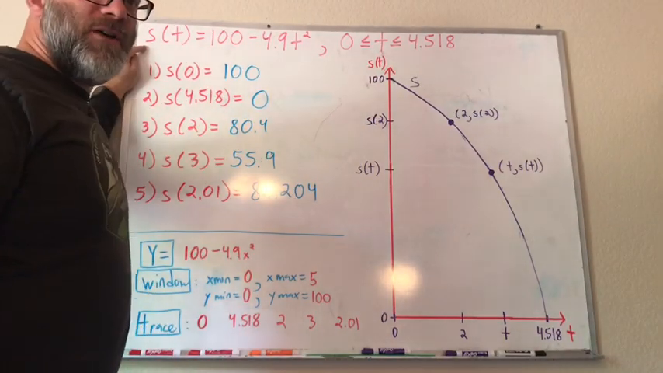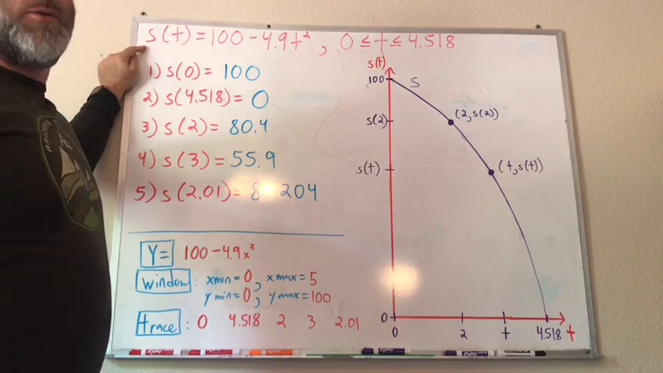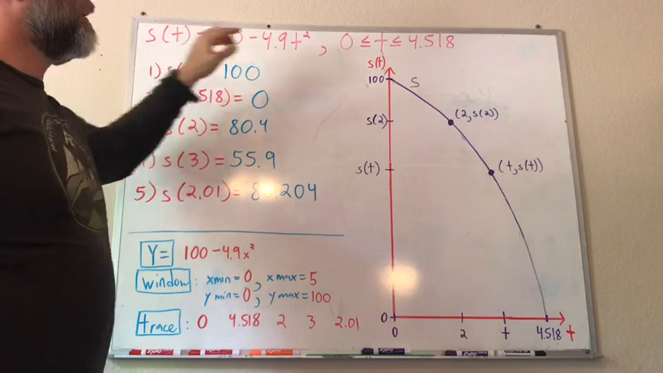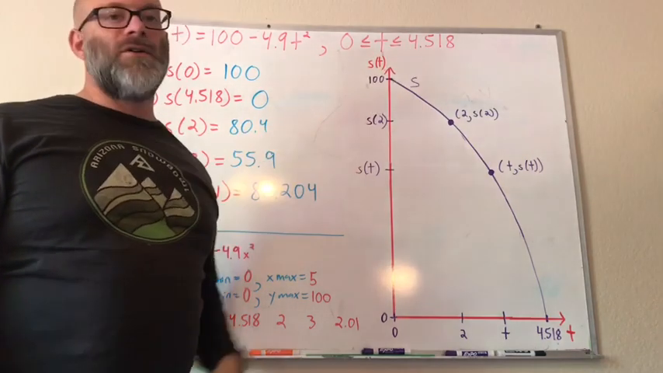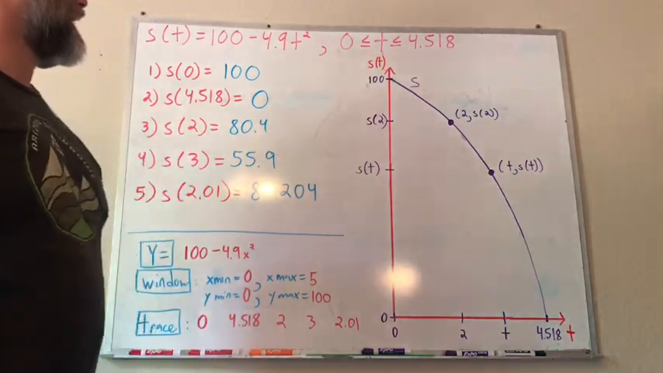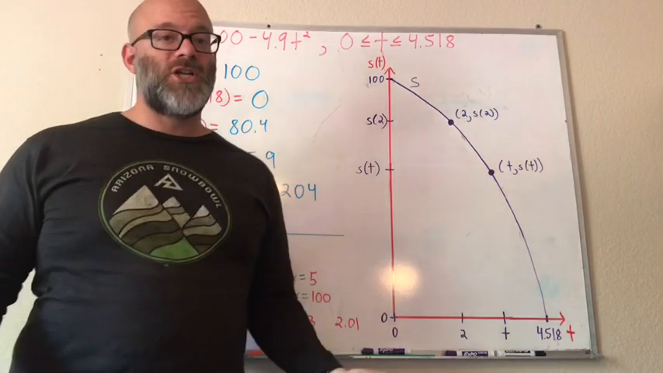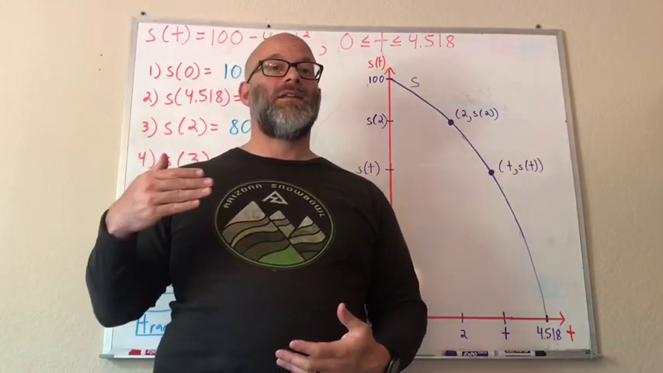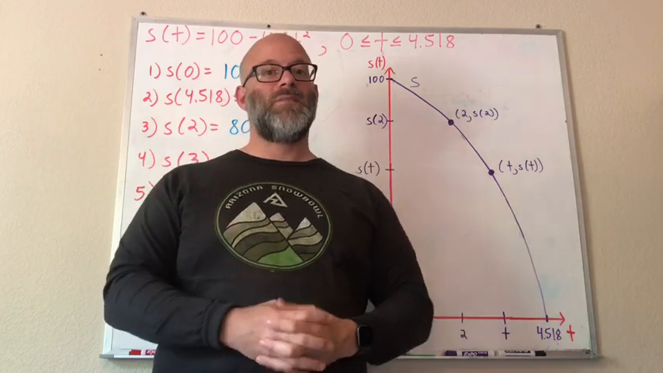Given a position function, s of t equals 100 minus 4.9 t squared, where t can only vary from 0 to 4.518. This is a position function. A position function takes in time and it spits out position at time t.